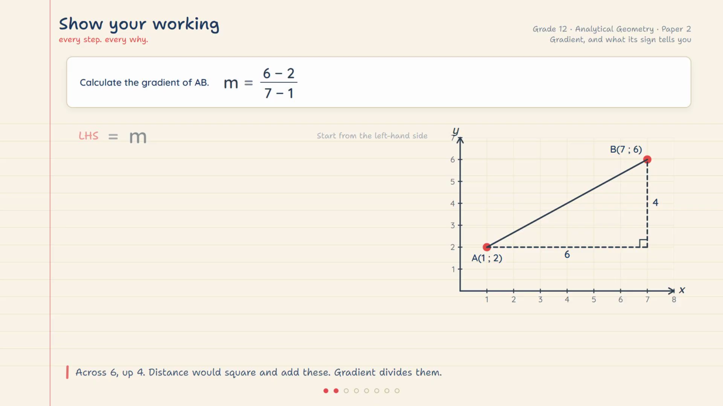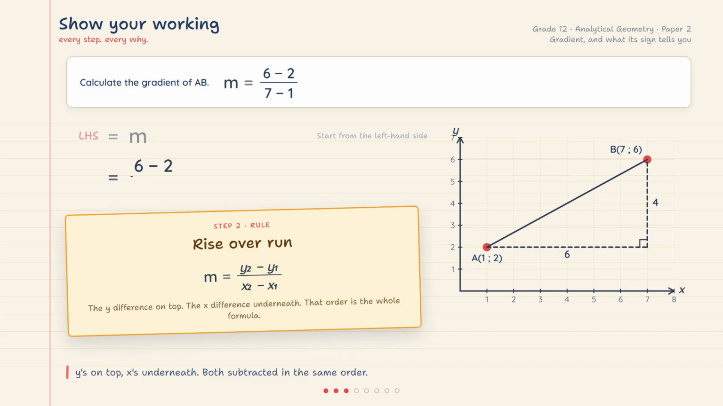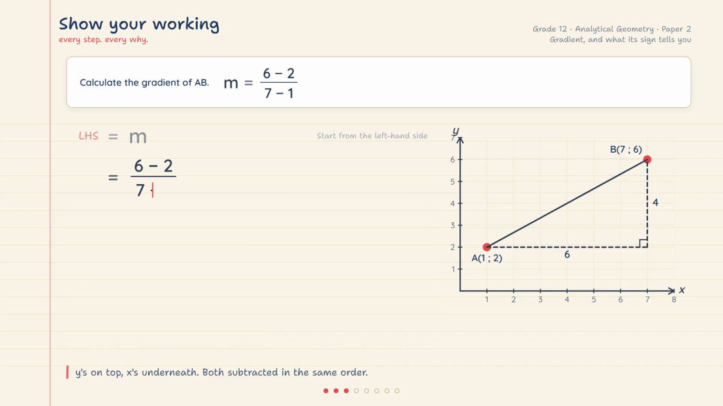Nothing new has happened yet. This is the identical picture. What changes is what we do with the two numbers. The gradient is the rise over the run. The difference in the y values goes on top. The difference in the x values goes underneath. 6 minus 2 on top, 7 minus 1 underneath. Notice the y's are upstairs.